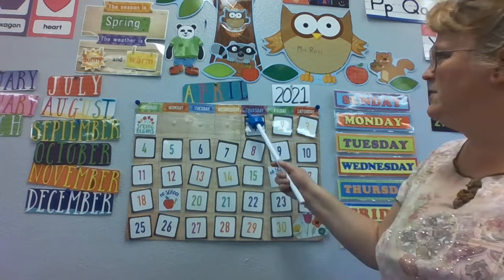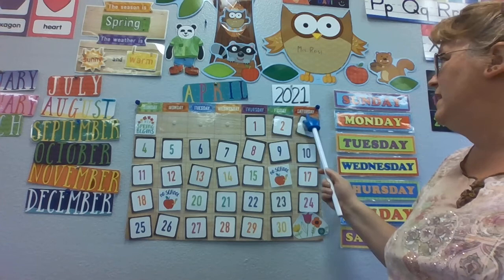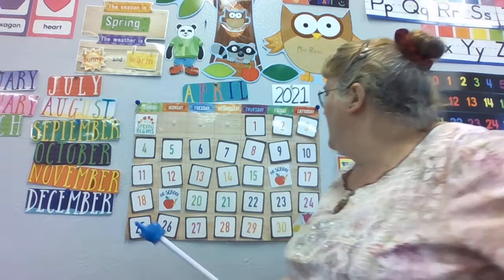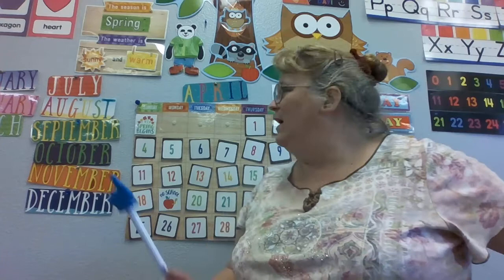What day is today? Yesterday was Thursday, so today is Friday, and tomorrow will be Saturday. So when we're at school, not distance learning, we say, yay, it's Friday, woohoo! No school tomorrow! We get the weekend off, yay! No school Saturday or Sunday. Woohoo!